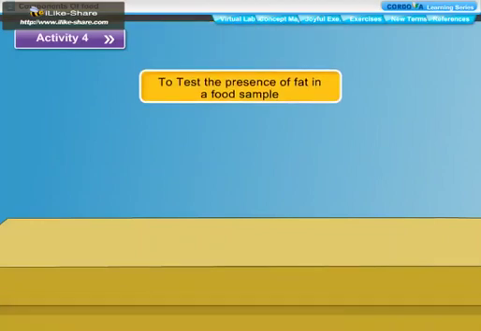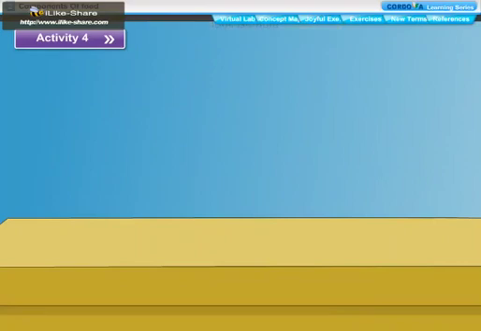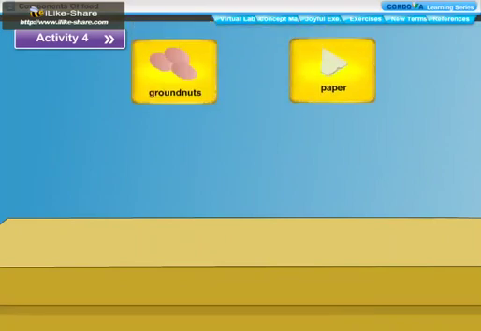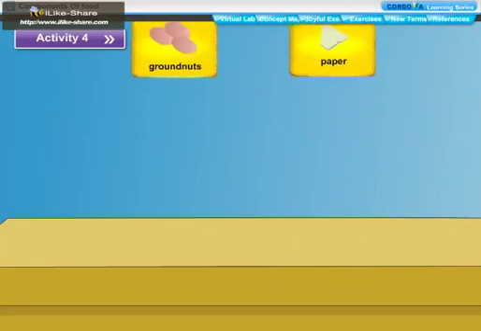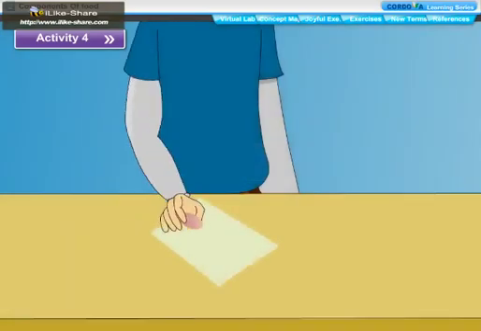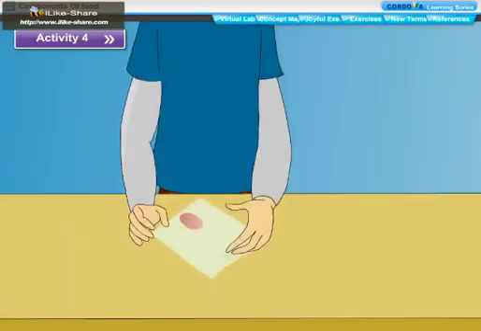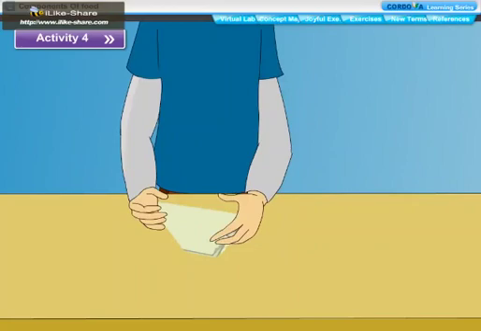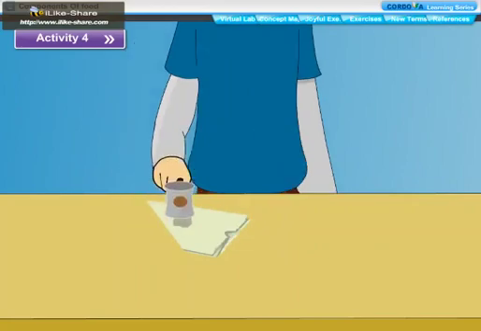Activity 4. To test the presence of fat in a food sample. Things needed: peeled ground nuts and a piece of clean paper. Method: take some peeled ground nuts and wrap them in a piece of clean paper. Crush the ground nuts and press with a heavy object like a hammer.